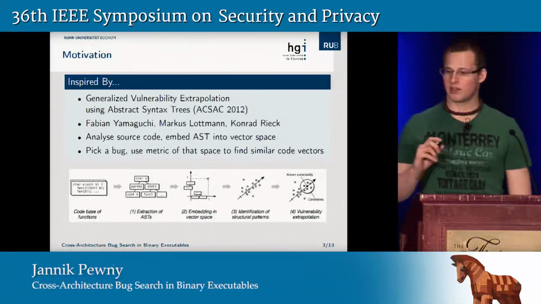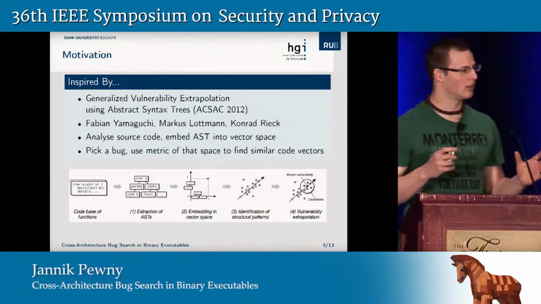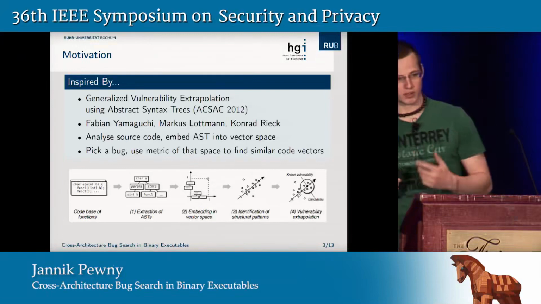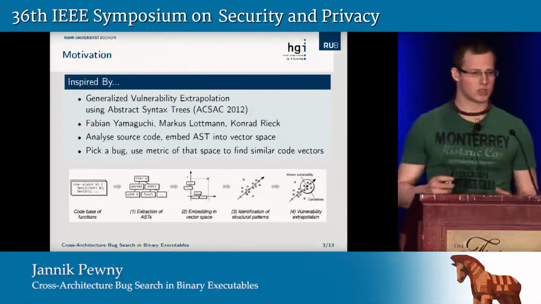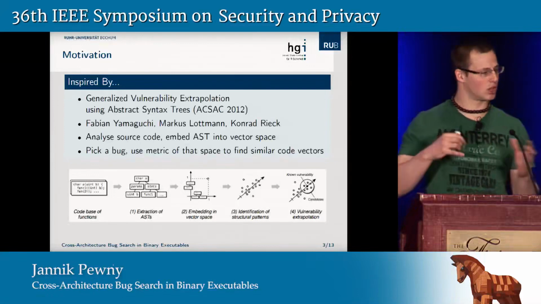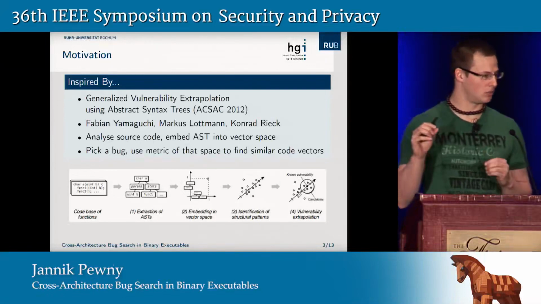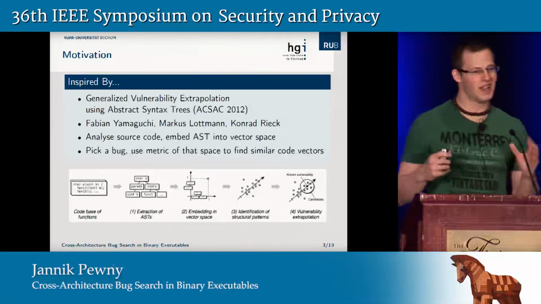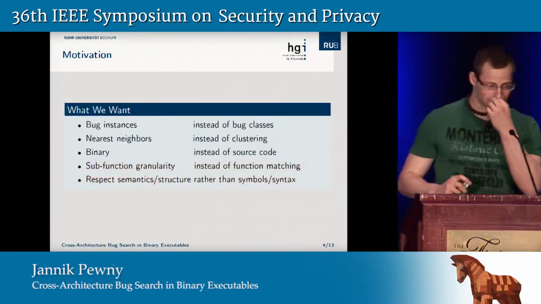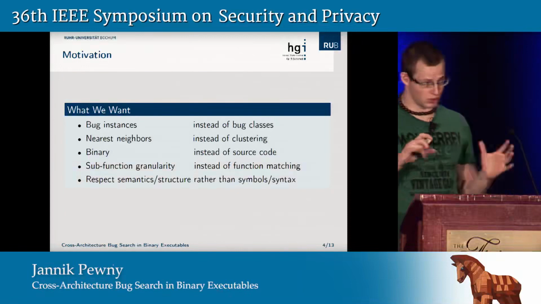What they do is they analyze some source code, and the resulting abstract syntax tree is embedded into a vector space, and then they use the metric of this vector space to find similar code vectors, and if one of them happens to be known to be a bug, it's likely that the other ones may also be buggy. So what do we actually want to do?